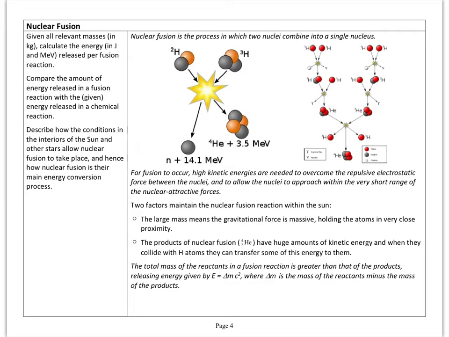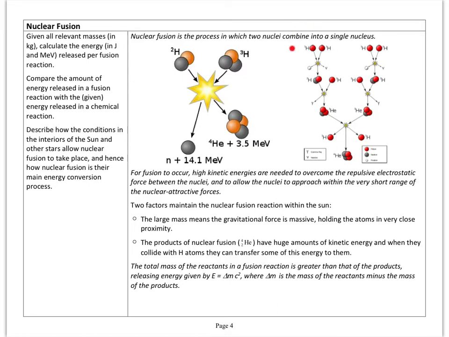And finally, let's talk about nuclear fusion. Nuclear fusion is the process in which two nuclei combine into a single nucleus. So here we have a deuterium, a hydrogen-2, and a tritium, a hydrogen-3, combining to form a helium-4 nucleus and also a neutron.